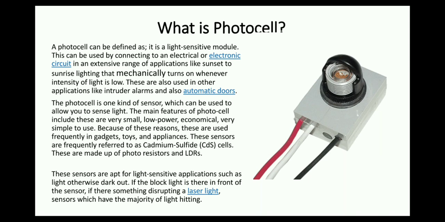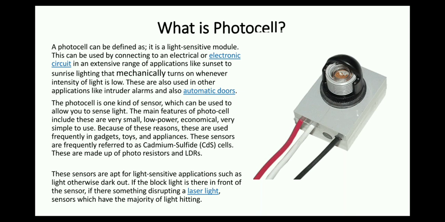The photocell is one kind of sensor which can also be used to allow you to sense light. The main features of a photocell include: these are very small, low power, economical, and very simple to use. Because of these reasons, they are used frequently in gadgets like toys and appliances.